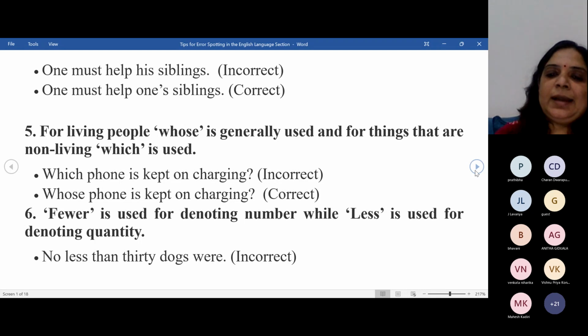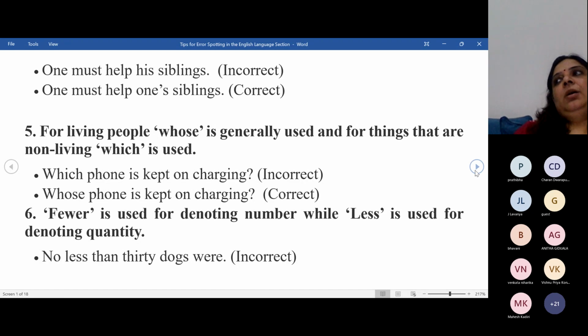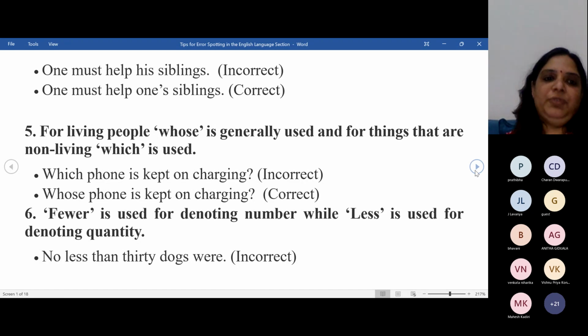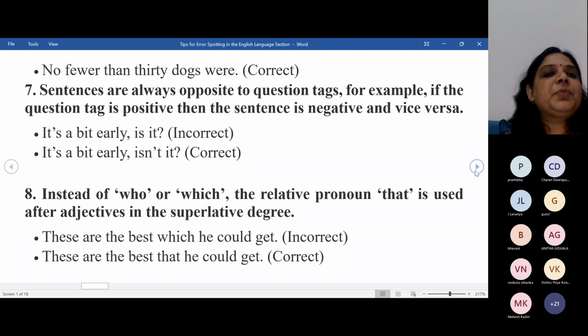Again, fewer and less, as I said, more, much, many. Fewer is used for number, many is also used for the larger number, and more for the quantity. I have many apples; we never say more apples. I have more sugar, more coffee. This is because of uncountable and countable nouns. So I hope that is clear.